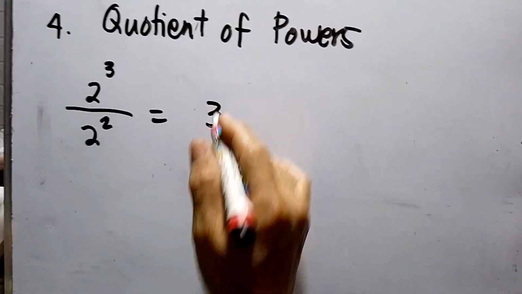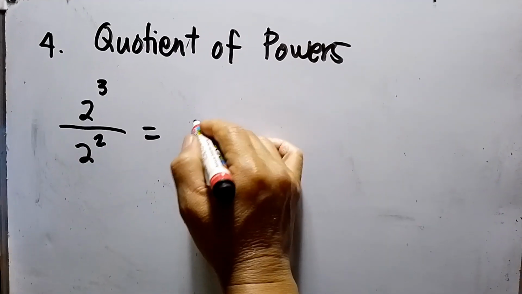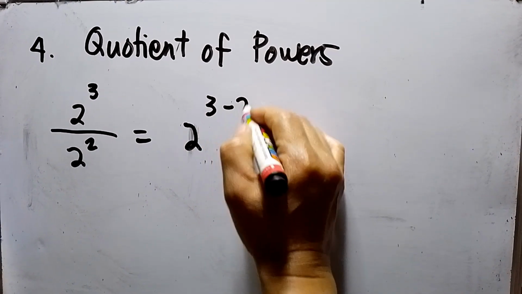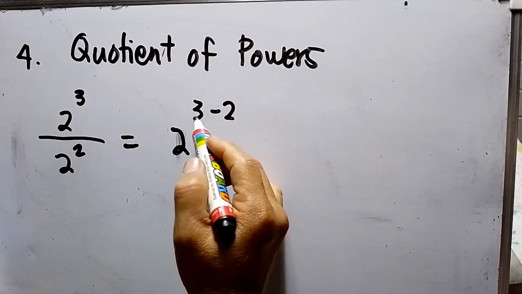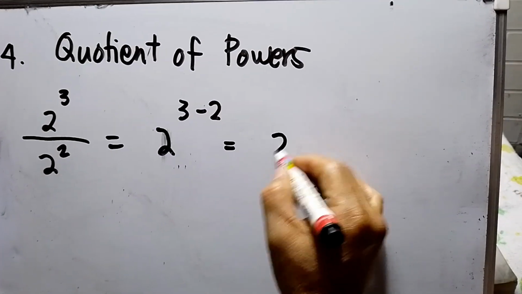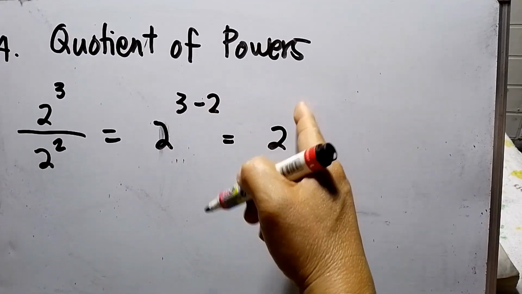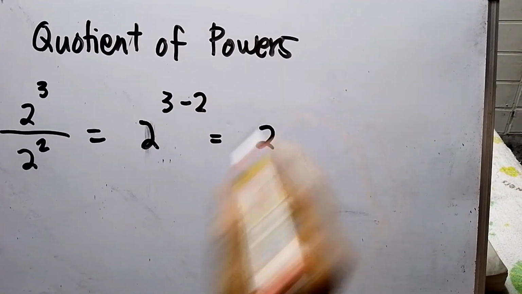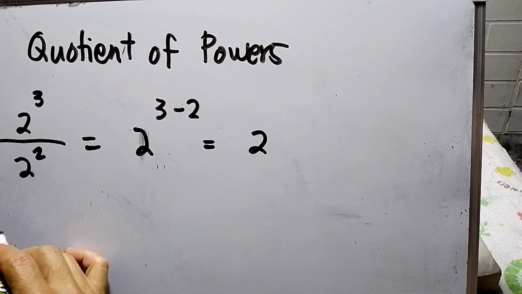So I can do this as 2 raised to 3 minus 2, because 3 is greater than 2. Then 3 minus 2 is 1. So understood, there is an invisible 1 in here. Next example.